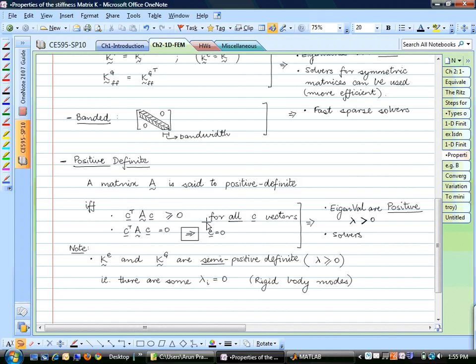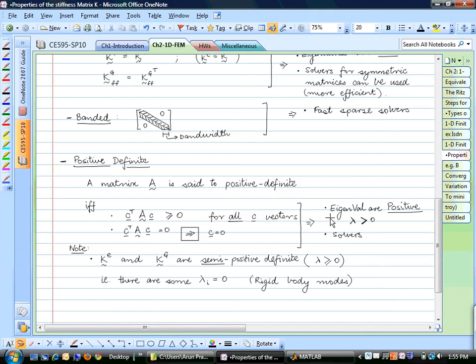Now, it also means that I could choose C is equal to 0. In that case, this equality would hold. So what this statement says is that for any C, if this is greater than 0, then one of the conditions for positive definiteness is satisfied. The second condition is that if indeed this is 0, then that implies that C is 0. This product will not be 0 for any other C. So these two conditions taken together define a matrix to be positive definite.